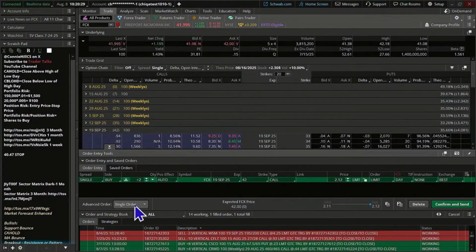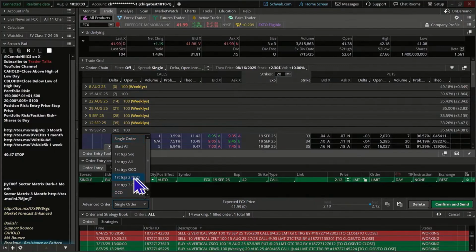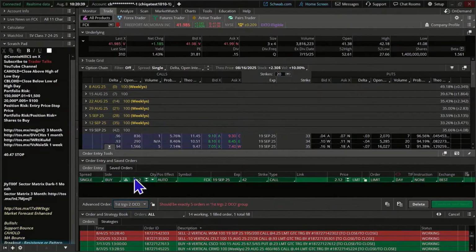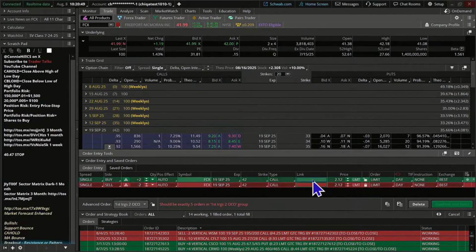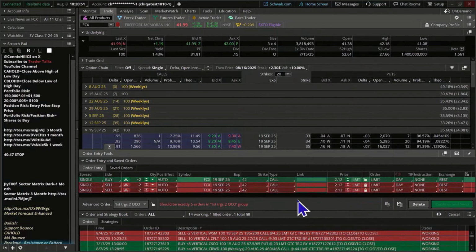Now I'm going to change the bottom order here, and then the rest of it we're going to build manually. We're going to put in a first-triggers-2-OCO order so that we can have 2 targets, okay? As we build this, I'm going to do 2 opposite orders here. So create opposite order, and then we're going to modify these, and build after that.